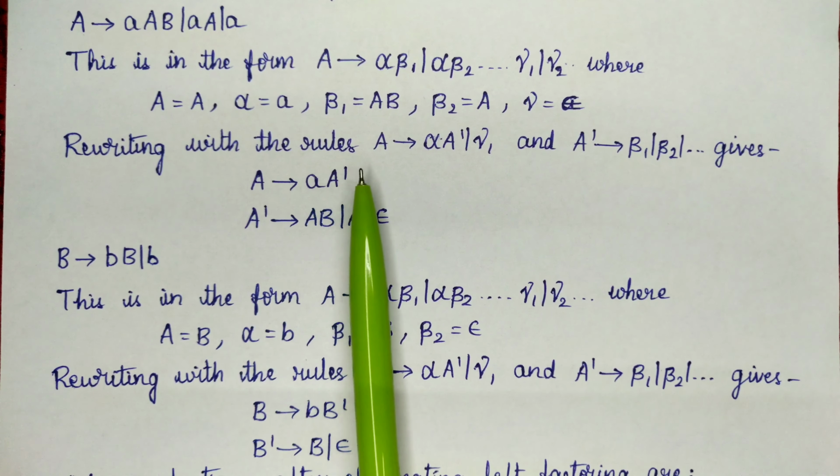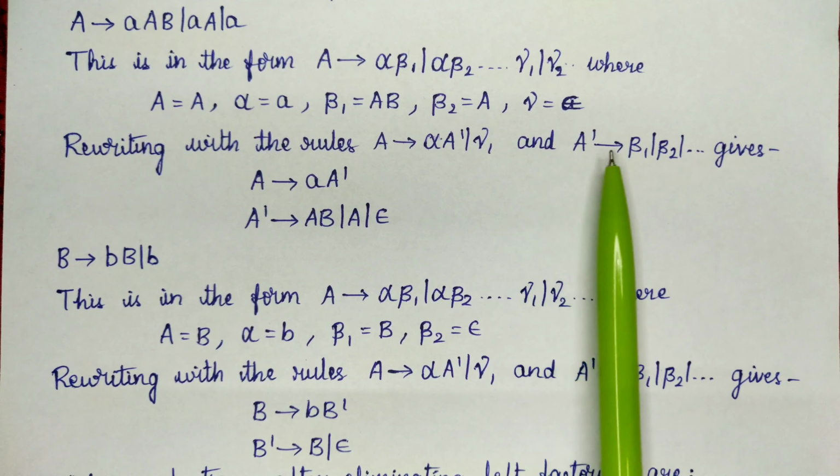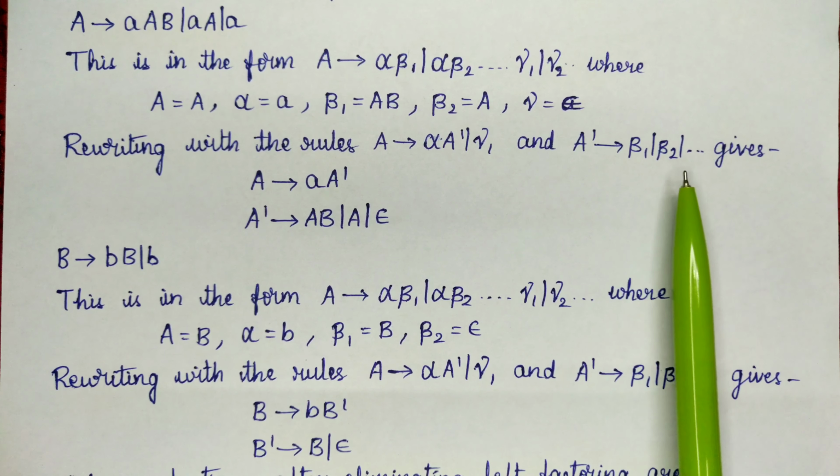So rewriting it with our rules, A implies alpha A prime or gamma 1, and A prime implies beta 1 or beta 2 and so on.